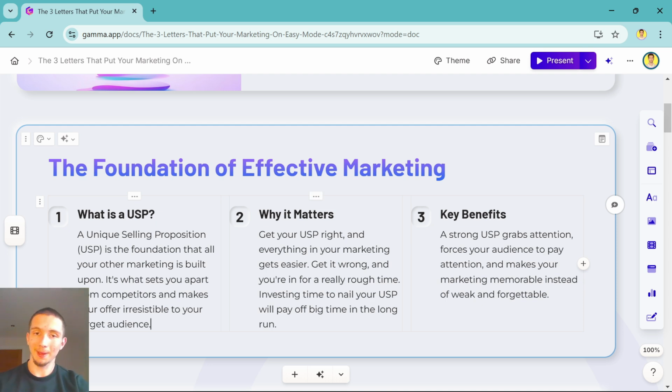It matters because if you get your USP right, everything in your marketing gets so much easier. If you get it wrong, then you're in for a really rough time. Because, as I said before, if you are the same as everybody else, there is no reason for anybody to choose you over your competitors. It doesn't make sense. A strong USP also grabs attention, forces your audience to pay attention, and makes your marketing memorable. This is really important.